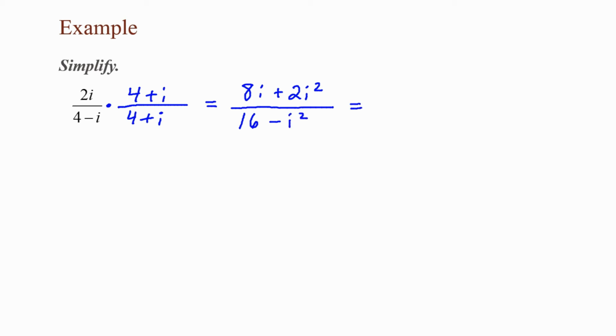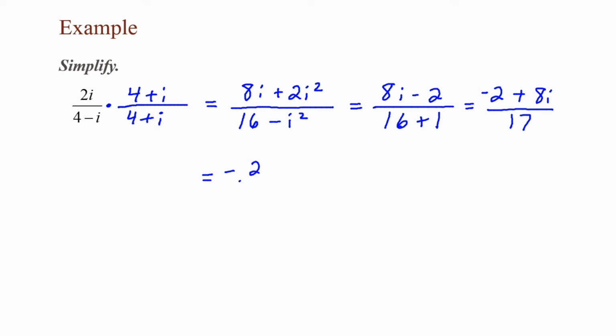So this equals 8i minus 2 over 16 plus 1, which equals, starting with my real number, negative 2 plus 8i divided by 17. Writing this in the form of a plus bi, I would have negative 2 over 17 plus 8 over 17i. Neither fraction reduces, so this is my final answer.